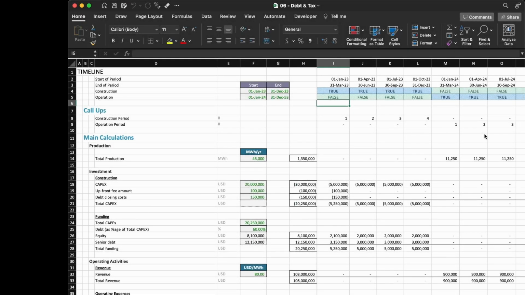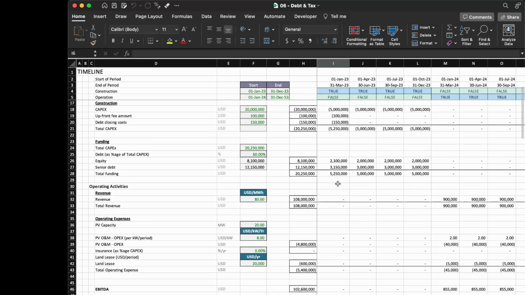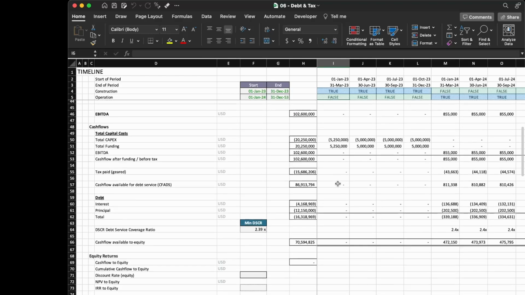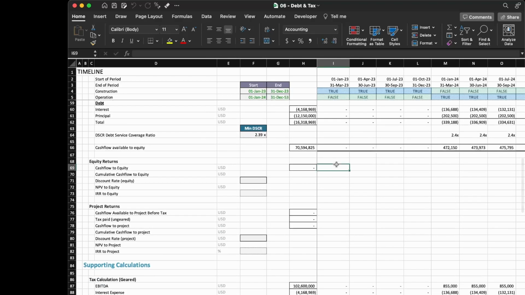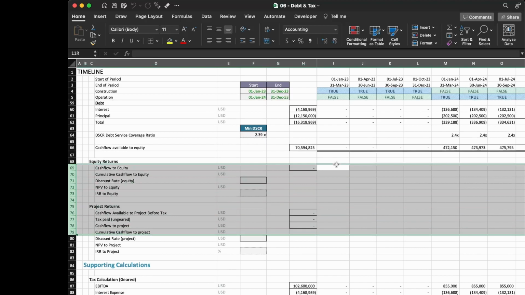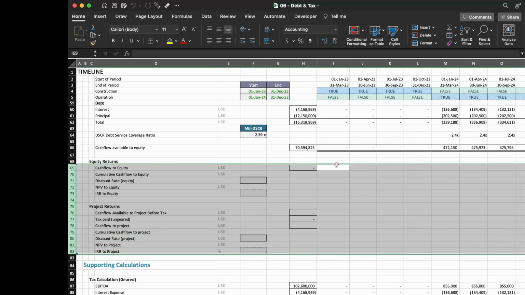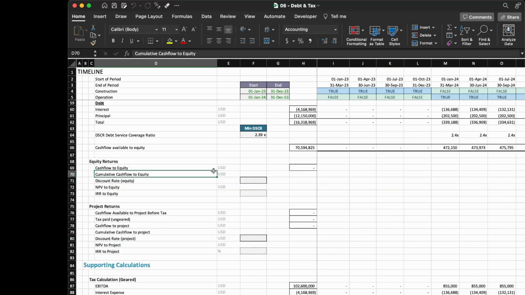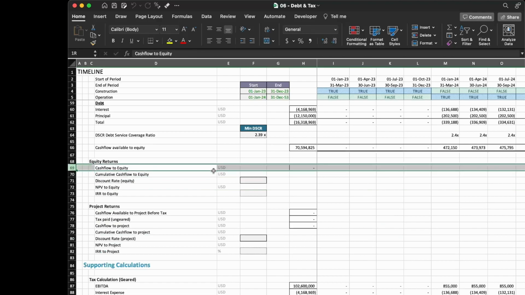Let's continue today doing the financial model. There's not much left from our last video. What we have to do today is to complete the calculations for the equity and project returns. That's basically it. There's nothing more. So let's start with the equity returns.